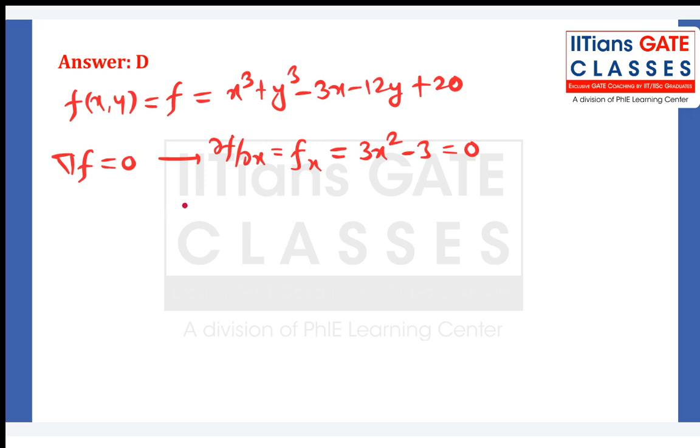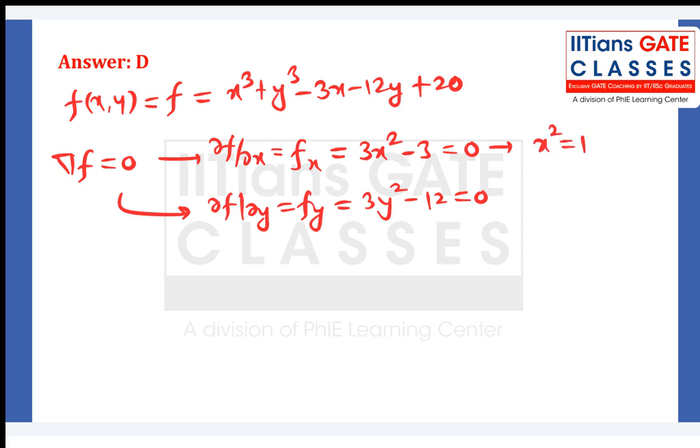And the second is del f by del y, I'll call it f subscript y, which also has to be 0. That is 3y square minus 12 equal to 0. From the first equation, you can write x square equal to 1, because x square minus 1 is equal to 0, so x can take values of plus minus 1. From here you can write y square equal to 4, that means y can take values of plus minus 2. Therefore you have 4 critical points here.